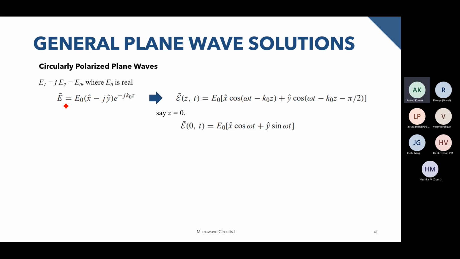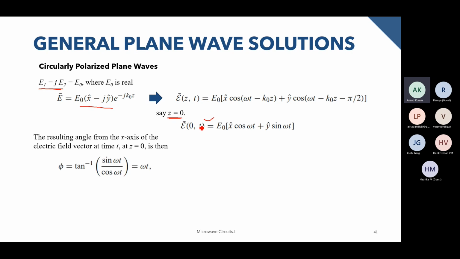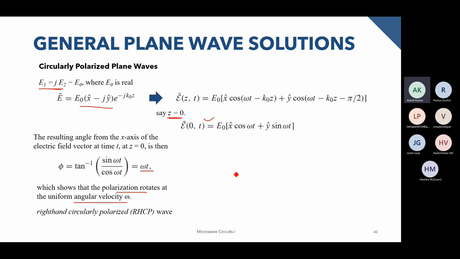So we took a case where we had E1 in the x direction and E2 in the y direction, and they were related like this. We wrote the expression for the electric field and expressed it in the time domain form, at a particular point z equal to 0, and we calculated the polarization angle, which came out to be omega t, and showed us that the polarization changes at a uniform angular velocity omega.